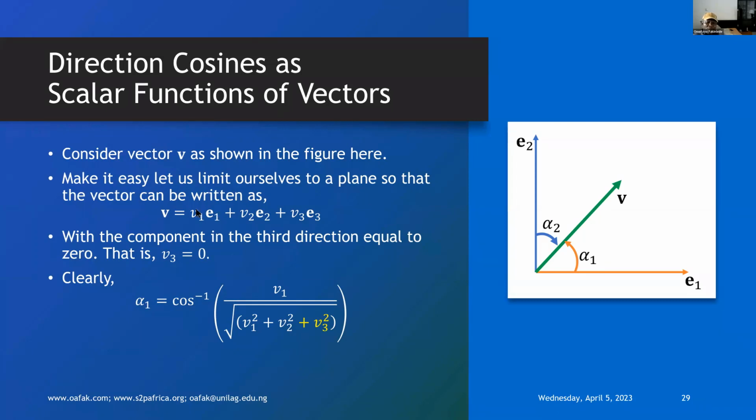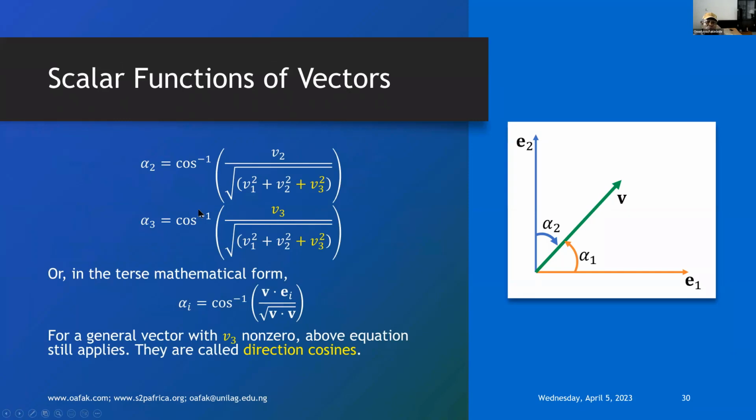The second direction cosine is the angle whose cosine is v2, where v2 is the projection on the second axis, over the square root of v1 squared plus v2 squared plus v3 squared. The third direction cosine is alpha 3, which will be the angle whose cosine is v3 over the square root of v1 squared plus v2 squared plus v3 squared.